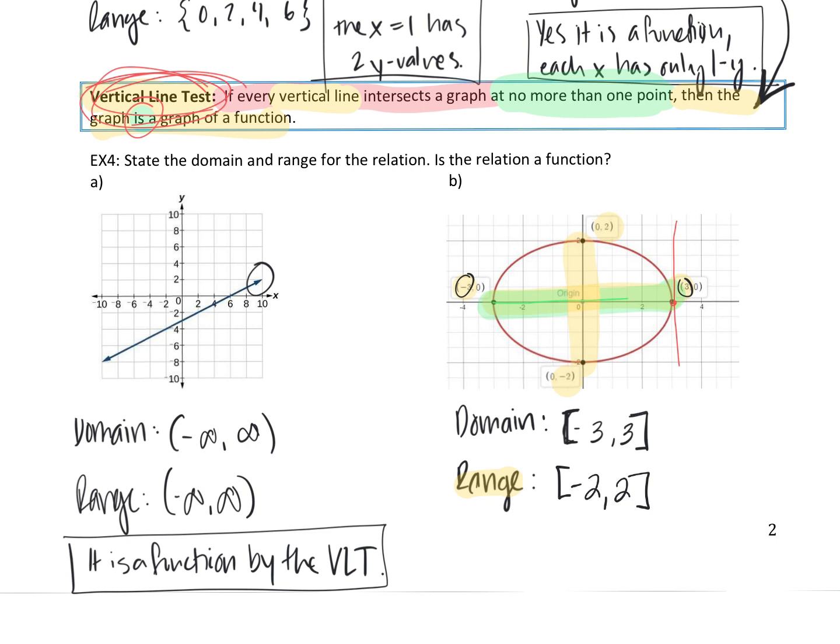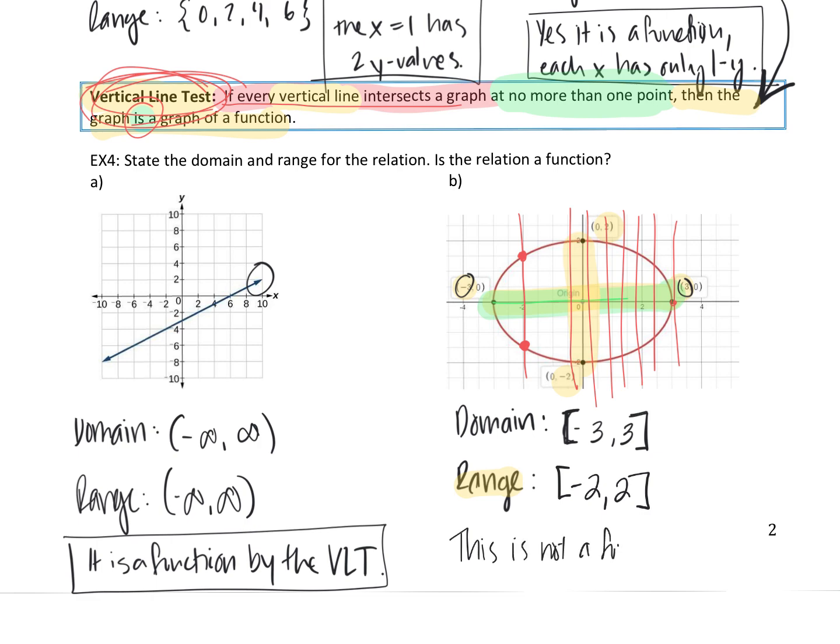But careful. If I was to drop any vertical line through this graph and it hits it more than once, it's not a function. So notice, when I drop it down this way, it hits it here and it hits it here. It hits it twice, which means it's not a function. So this is not a function. And what's my justification? By the vertical line test. And then we are done.